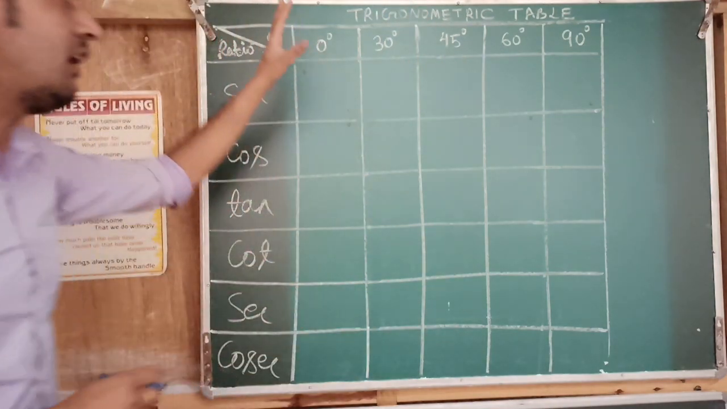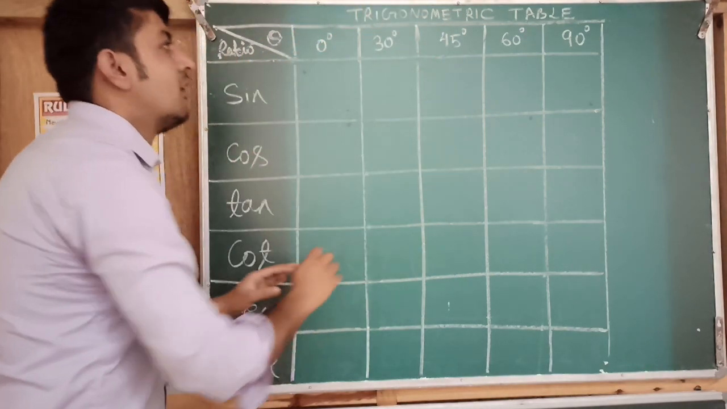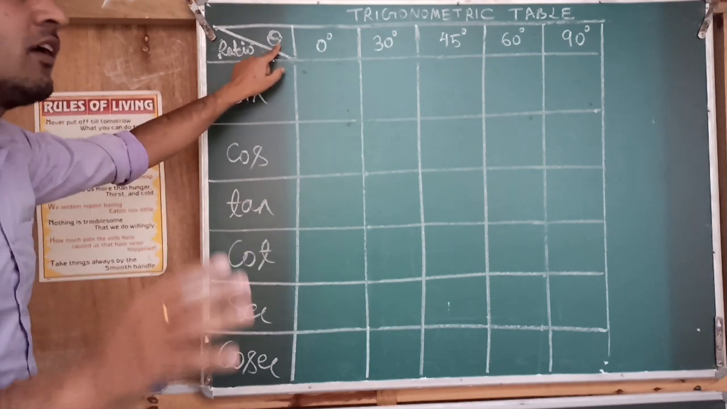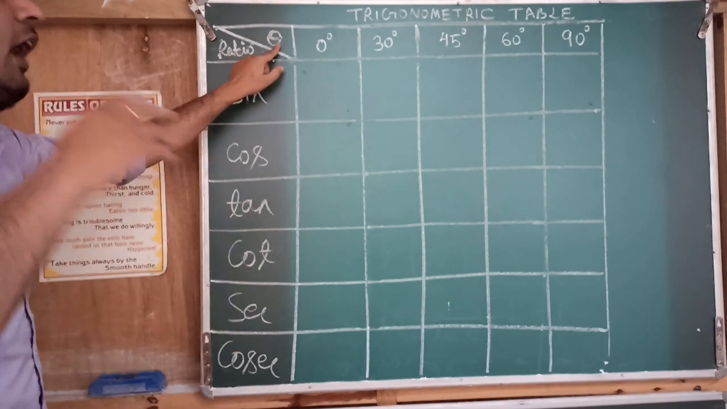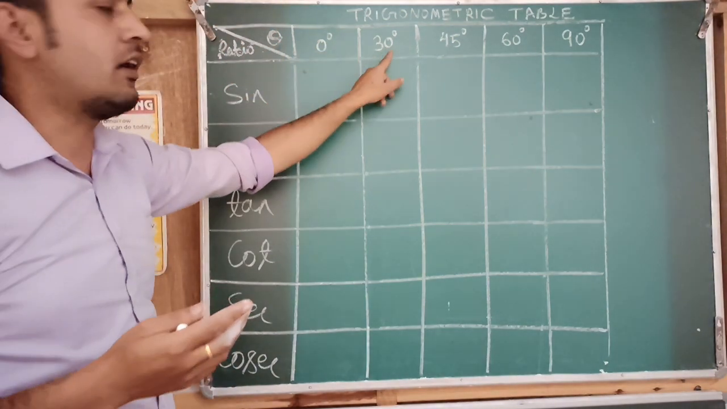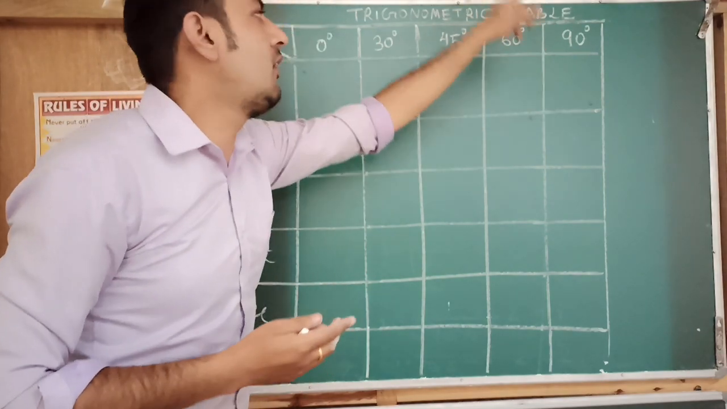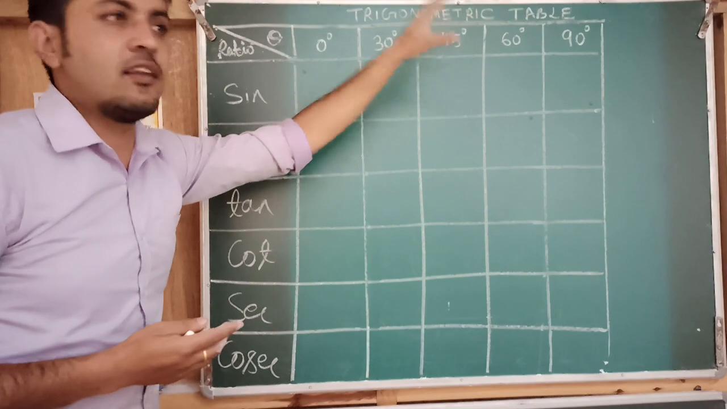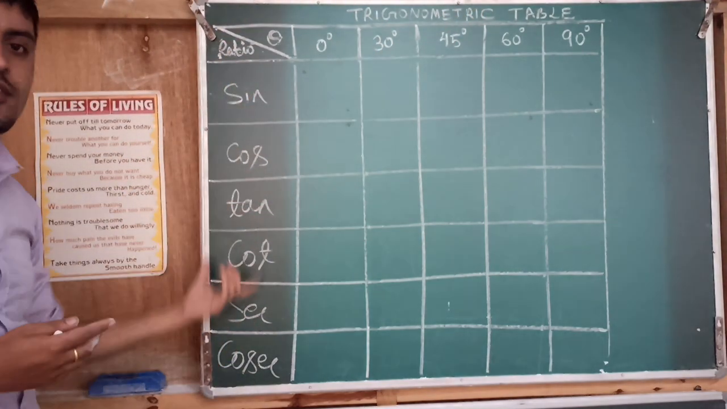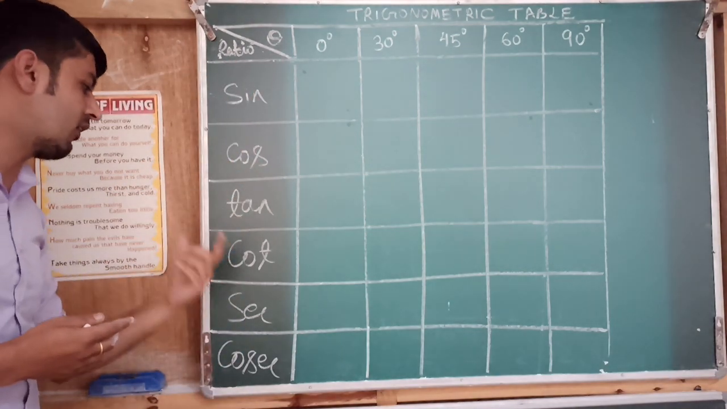So what I have done here, if you can look here, this is your trigonometric table. I have taken theta. We will be finding the trigonometric value at a particular angle. Particular angle means I have considered 0 degree, 30, 45, 60 and 90 degree. And on this side I have taken the ratio, that means the functions. All those trigonometric functions I have taken: sine, cos, tan, cosecant, secant, cotangent.